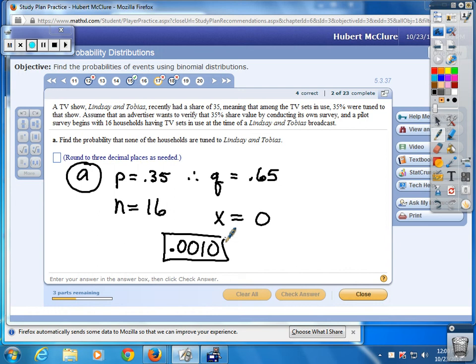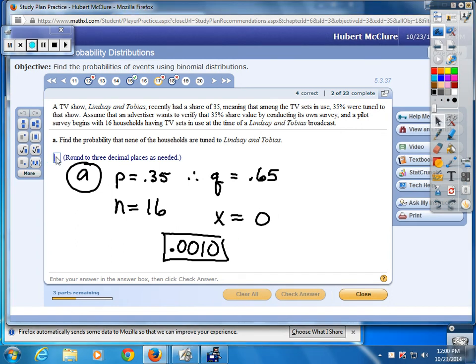Now let's see what B says. B is where you're going to actually have to think. It depends on what channel it's coming on for A. If it's coming on NBC, then it's 100% chance that nobody watches.